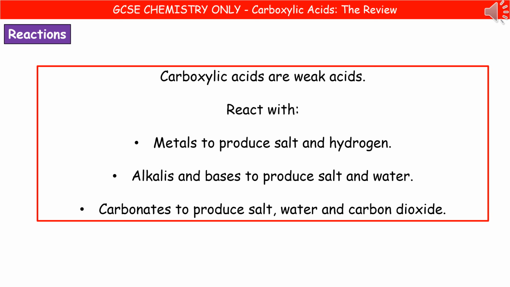When it comes to the reactions of our carboxylic acids, first thing to remember is they're weak acids. So they're partially ionised, but they are acids. So when we're considering some of those common reactions, they behave the same way as other acids we've encountered. If we react a carboxylic acid with a metal, we make a salt and hydrogen. Carboxylic acid with an alkali or a base, we make a salt and water. The carboxylic acid with a carbonate, we make a salt, water and carbon dioxide.